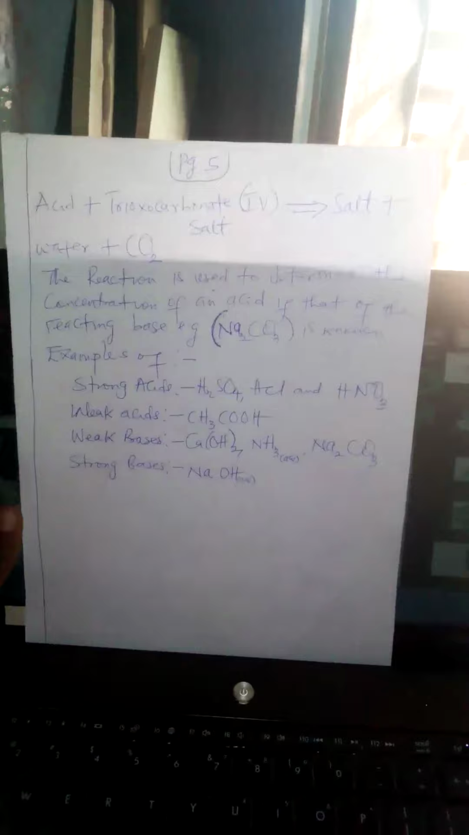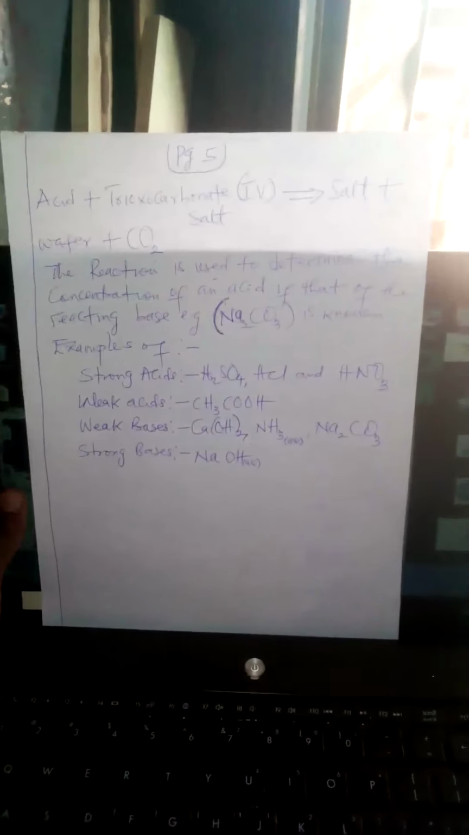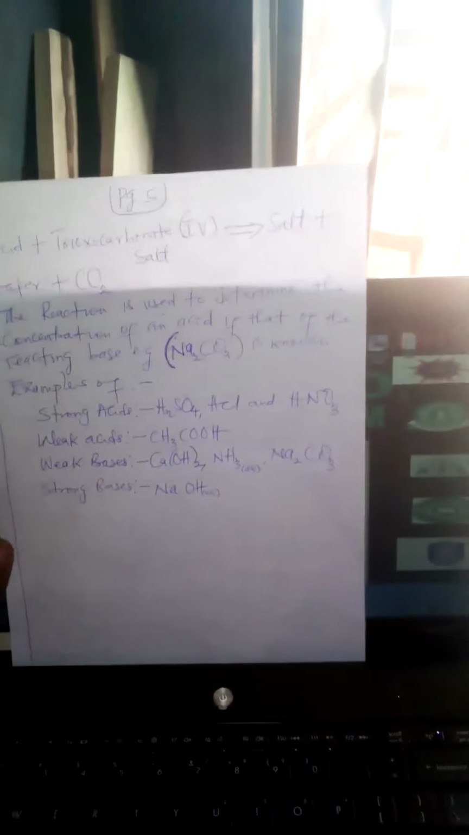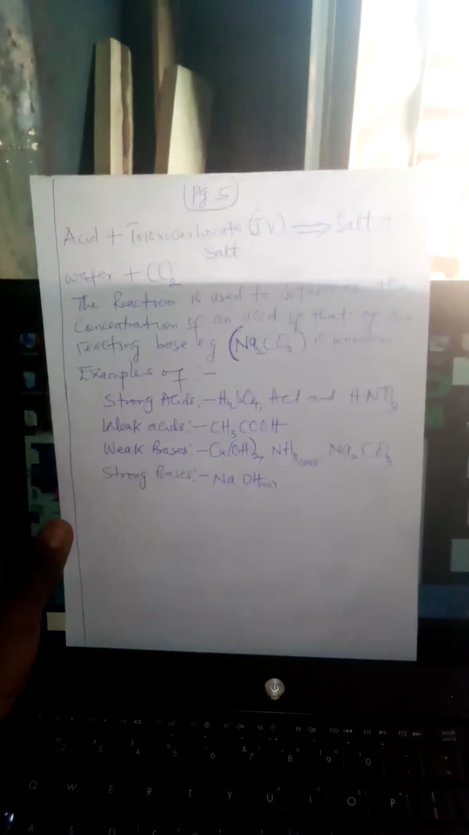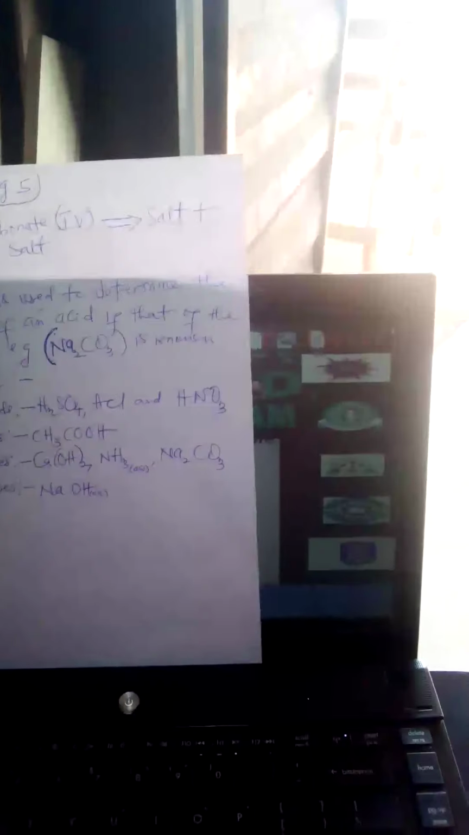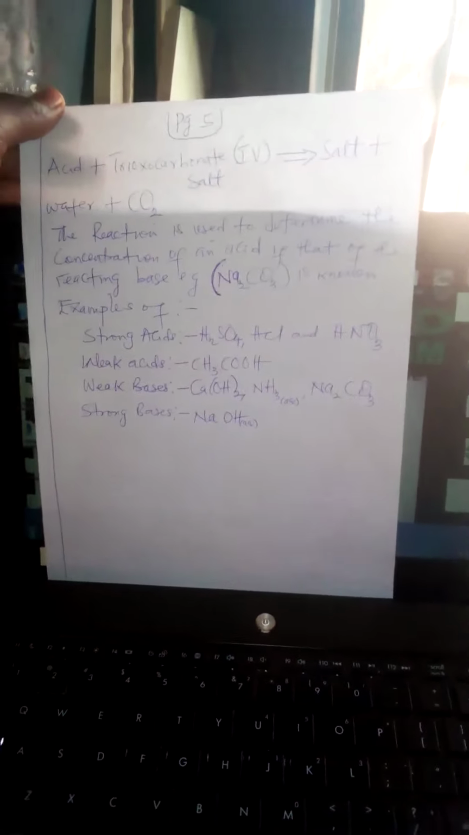Then going to page 5. You can see page 5. Acid plus trioxocarbonate(IV) usually produce salt and water. An acid is a substance that reacts with a base, e.g. trioxocarbonate(IV), to produce salt and water. Not just salt and water, salt plus water plus CO2.